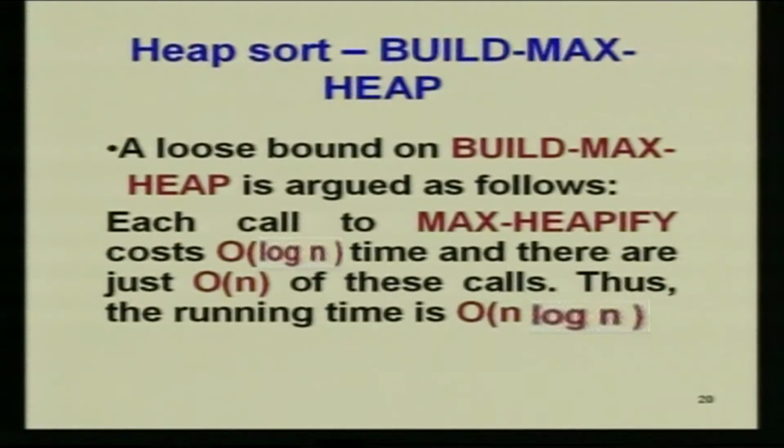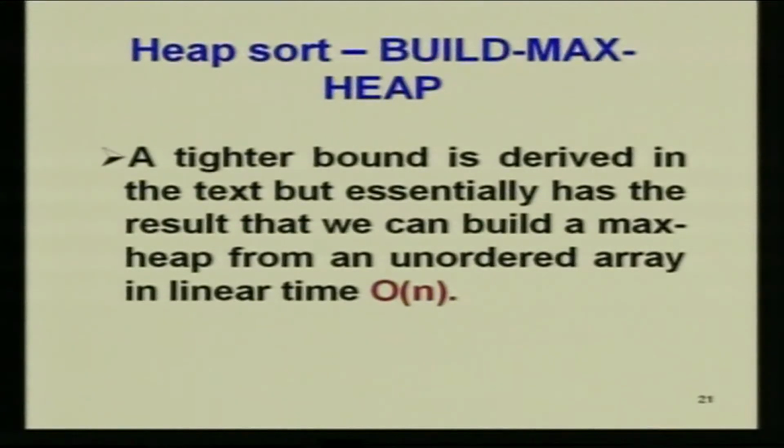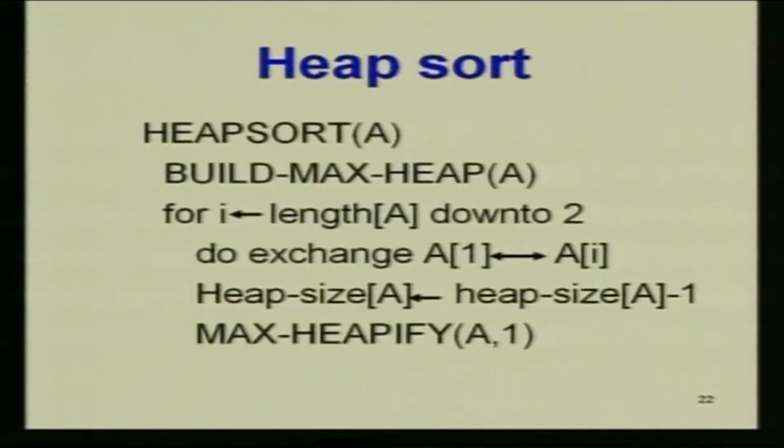So a loose bound on build max heap is argued as follows: each call to Max-heapify costs O(log n) time, and there are just O(n) of these calls, thus the running time is of the order of n log n. A tighter bound is derived in the text, but essentially the result is that we can build a max heap from an unordered array in linear time, which we have already seen in the last lecture.